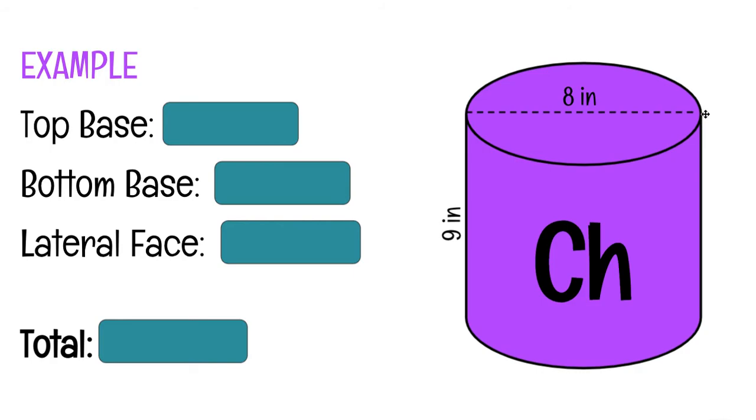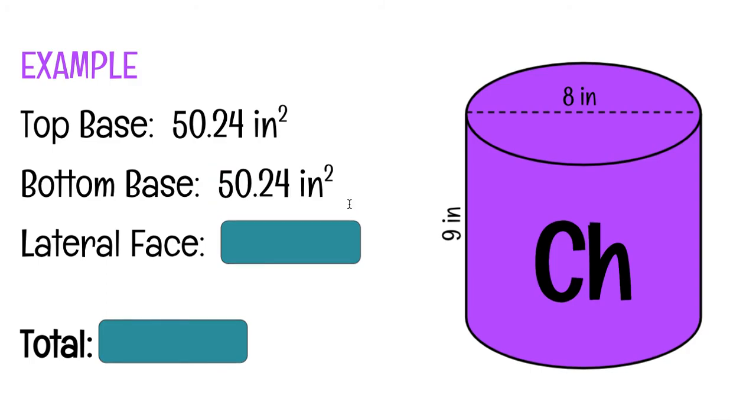So we're going to do pi times 4 times 4, using the number 3.14 for pi. So 3.14 times 4 times 4. And we get 50 24/100. The top base and the bottom base are exactly the same, so we're just going to repeat that answer.